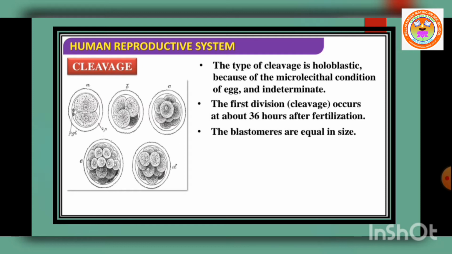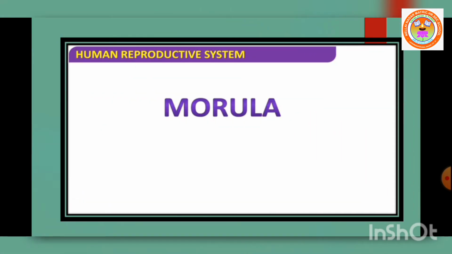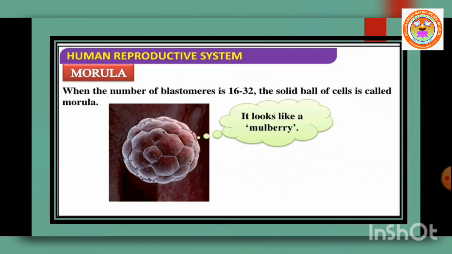So blastomeres undergo further mitotic division to produce 4 cells, then 8 cells, and so on. After 72 hours of fertilization, a loose collection of cells forms a berry-shaped cluster of 16 or more cells called the morula. Its name derives from its resemblance to a mulberry. It's a Latin word, morum.